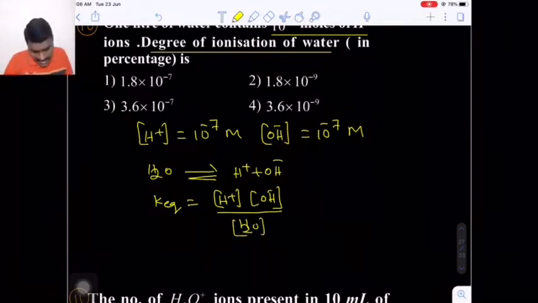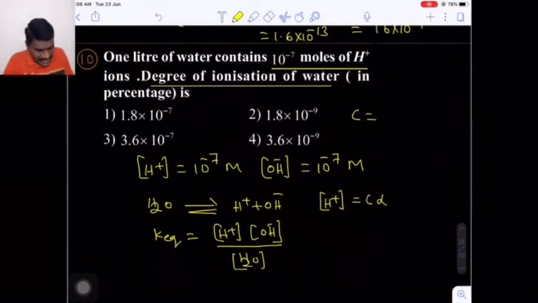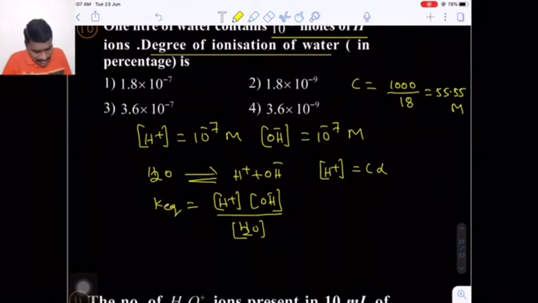Now the degree of ionization of water. Here, what is the H plus ion concentration at equilibrium? C into alpha. Okay. Now what is the C? The initial concentration. What is the initial concentration of water? We know 1000 by 18, which is equal to 55.55 moles per liter. This is the initial concentration of water. Now at equilibrium the concentration is given as 10 raised to minus 7. So we have to find the alpha.